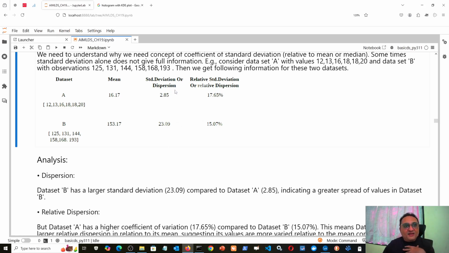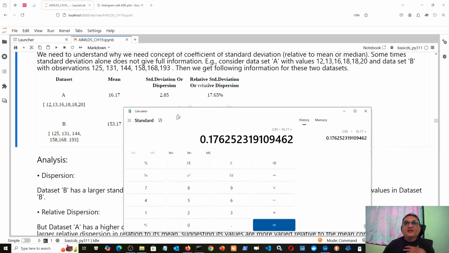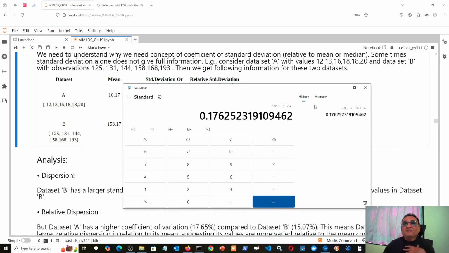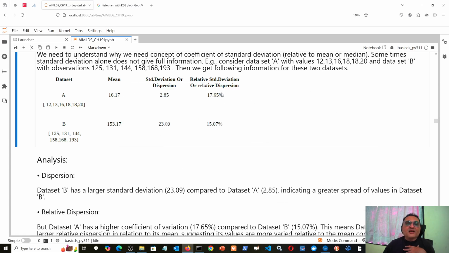Then there are many applications in which we don't even compare the standard deviations directly, but we first find the ratio of standard deviation and mean for the first data set, and similarly the same ratio for the second data set. So if I find this ratio, that is 2.85 divided by 16.17, the ratio is roughly 0.176. If you express that in percentage, it is 17.6%. That is called relative dispersion. Relative to what? Relative to the mean in this case.